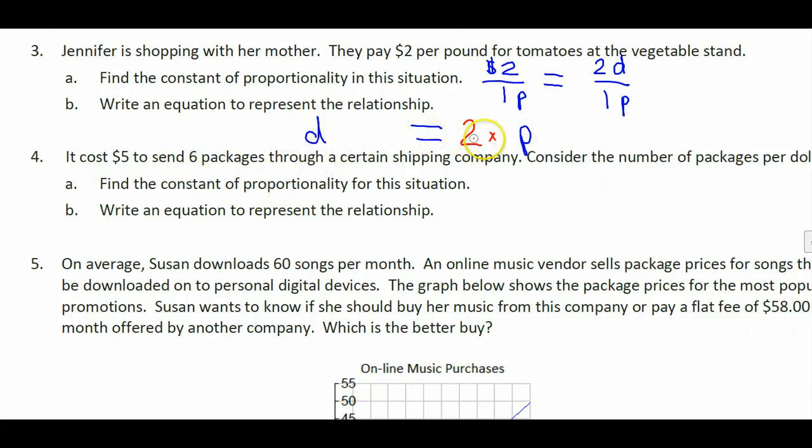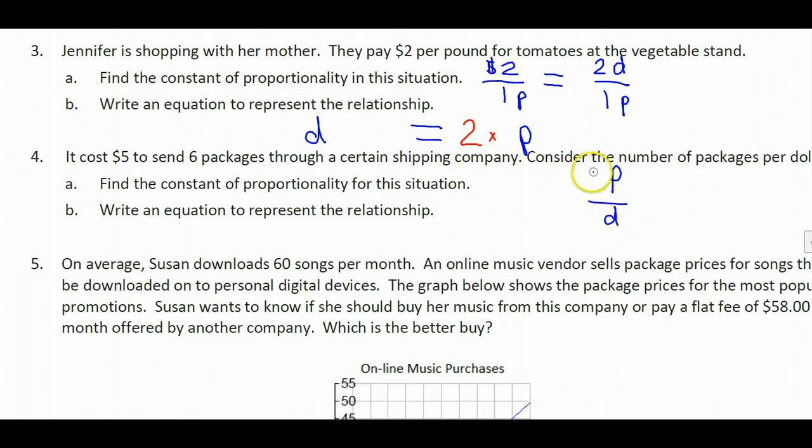So dollars is 2 times the number of pounds. Number 4 is tricky. For number 4, they want packages per dollar. And most of us want to put the larger number on top and the smaller number on the bottom. That's right, but then we would look at it as, okay, $1.20 per package, but that's not it.